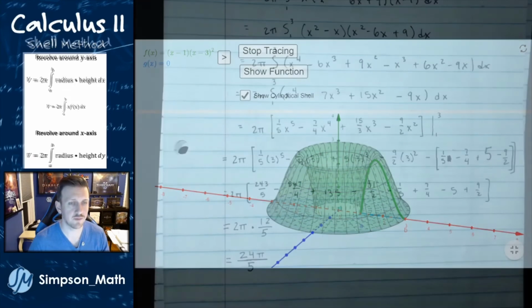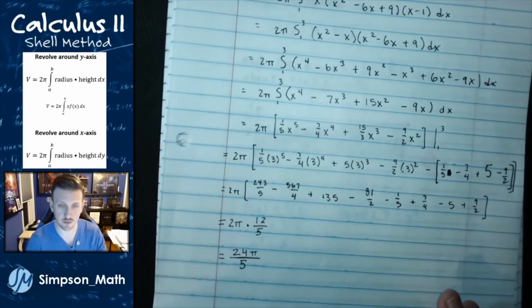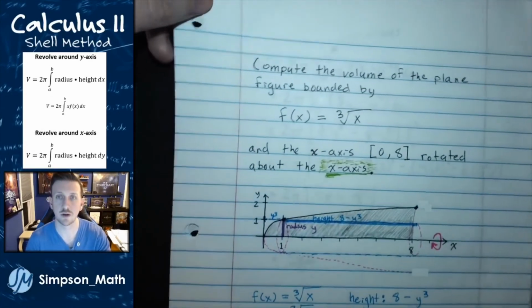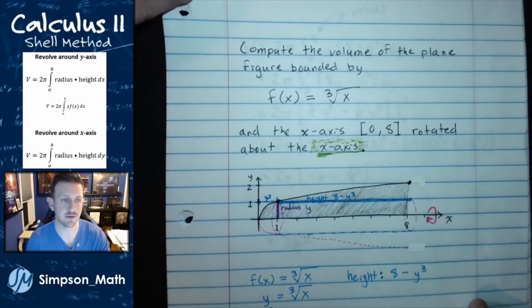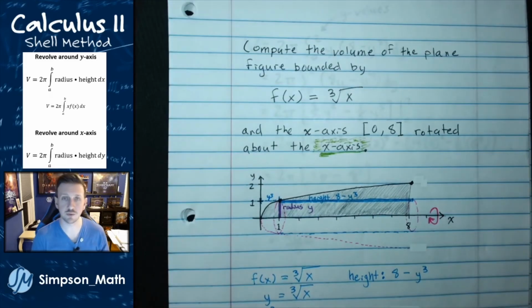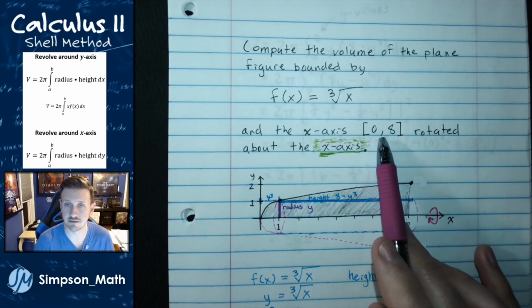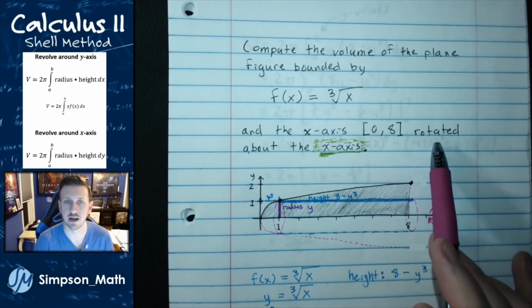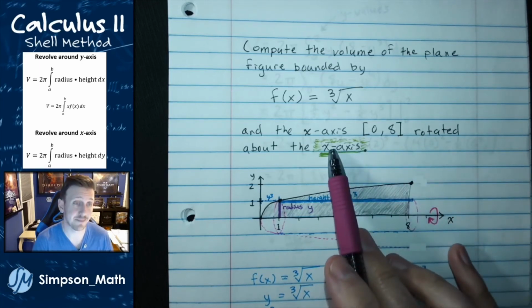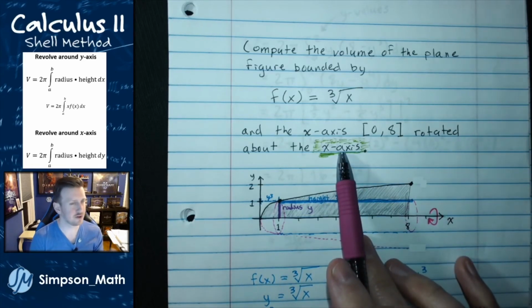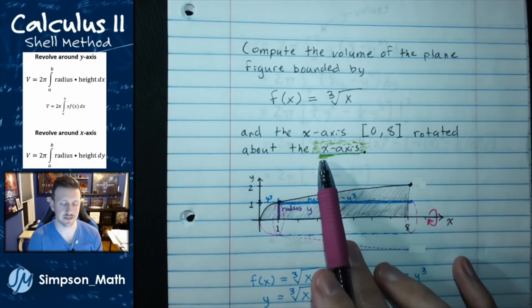Okay, so now let's do one more problem. We're going to compute the volume of the plane figure bounded by f(x) equals the cube root of x and the x-axis on the interval from 0 to 8. And then we're rotating it about, this time, the x-axis. All right, so don't freak out. It's all good. You've done this before, but do be careful when this is the x-axis.